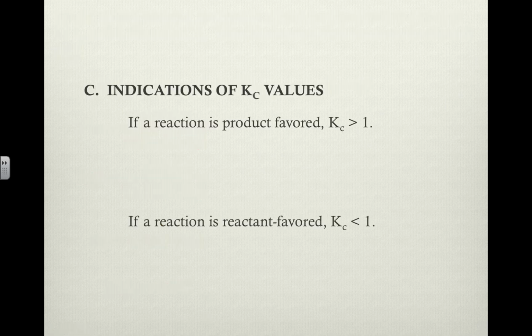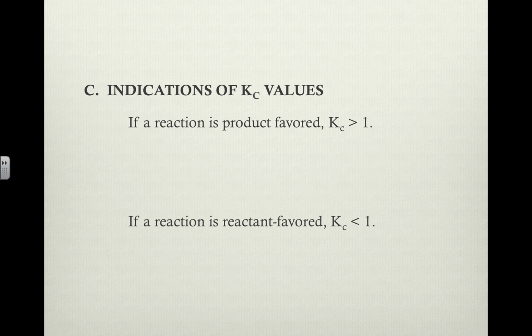Okay, so what do all these numbers mean? Well, if the reaction is product favored, meaning there's generally higher concentrations or more product than reactant, we're going to see that that Kc value is greater than 1. Think about it. If the products are in the numerator and there's more of the product than there is reactant that's in the denominator, we'll have like a top-heavy fraction. It'll be greater than 1.